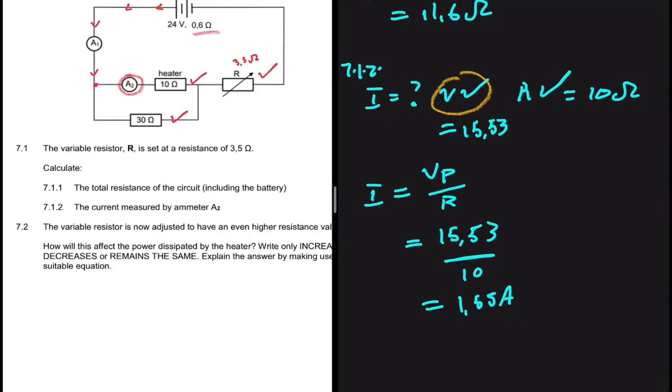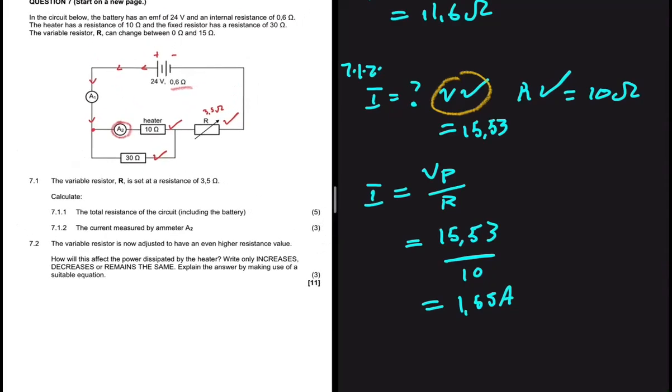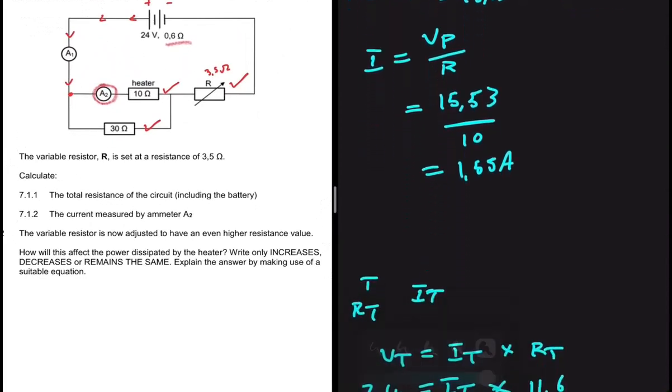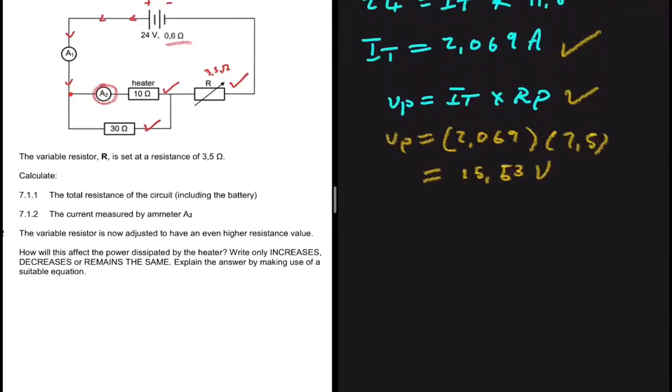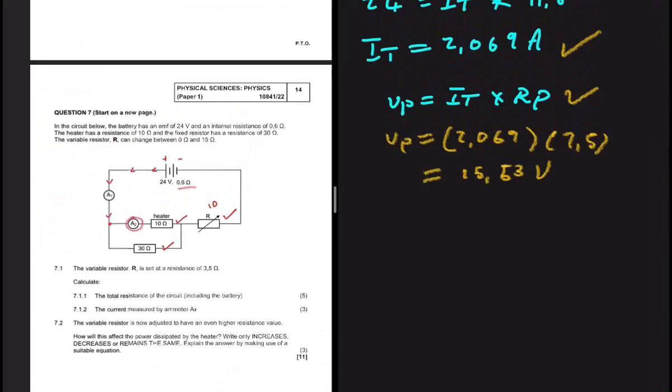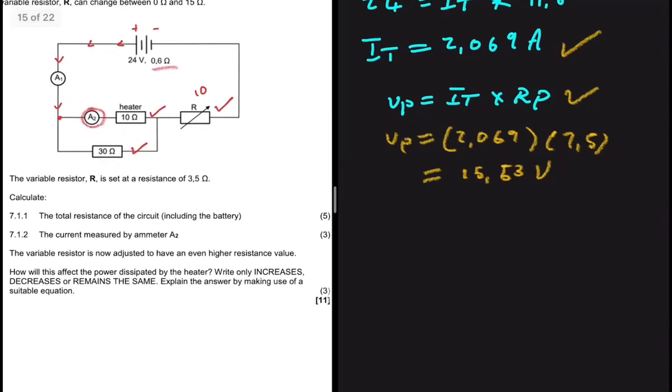7.2, the variable resistor is now adjusted to have an even higher resistance value. So the resistance of the variable resistor is increased. So we no longer have 3.5 here. We probably have 10 or something, whatever number is greater than 3.5. The question is saying, how will this affect the power dissipated by the heater? Right, only increase, decrease, or remain the same.